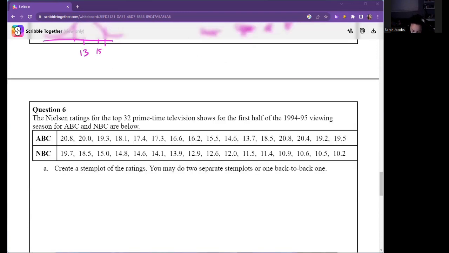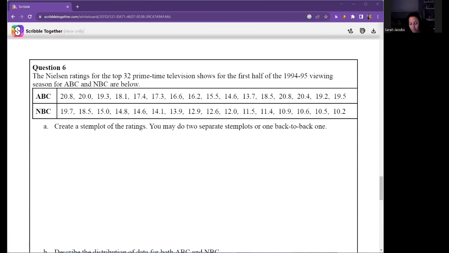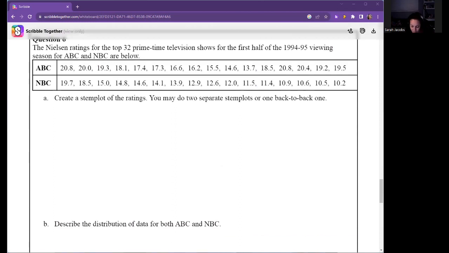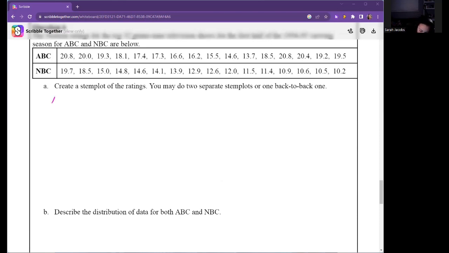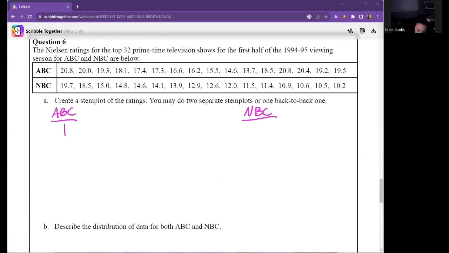All right. Oof, stem plots. Maybe we'll come back to, no, let's just do it. Okay, so I'm going to say ABC over here, NBC over here. I won't make you do this on a test, not with this much data. So for ABC, I'm going to do my stems as the whole ones and tens, and then my leaves as the decimals. So my lowest number here is 13, and then 14, 15, 16, 17, 18, 19. Oh, it does go to 20. Well, iPad life.